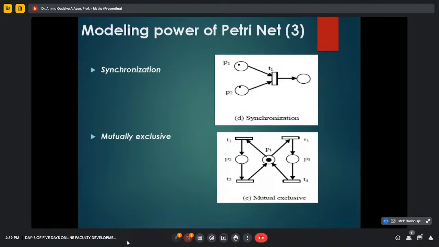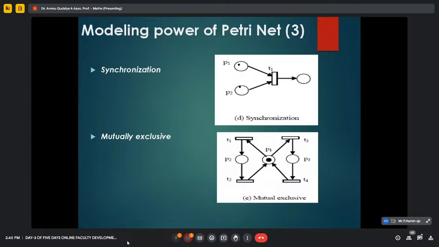Synchronization. We can take up the same example of this bicycle assembly line. Synchronization is in the sense you need two raw materials to make one new thing. Like we have wheel, we have frame, and we put wheel and frame together to make a bicycle. But before that the wheel has to be produced, the frame has to be produced. That comes from different lines. Once these two things are ready, this transition T1 fires to make another product. So synchronization can be modeled using Petrinets.